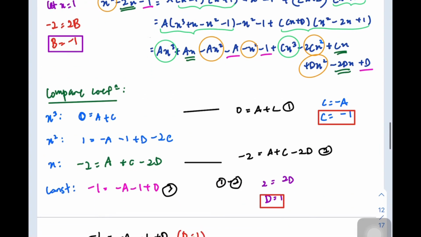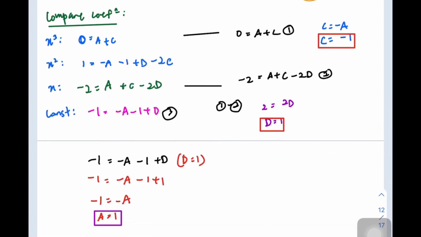Now, let's proceed. Substitute in equation number 3. Let's rewrite equation number 3 and substitute your d is equal to 1. Therefore, just rearrange this, your a will be equal to 1. And finally, you can substitute a is equal to 1 in equation number 1. So from here, c is equal to negative a. So since a is 1, therefore your c is equal to negative 1. So we have finished doing simultaneous equation.